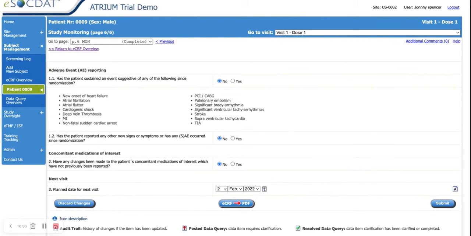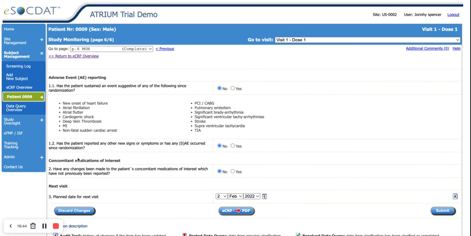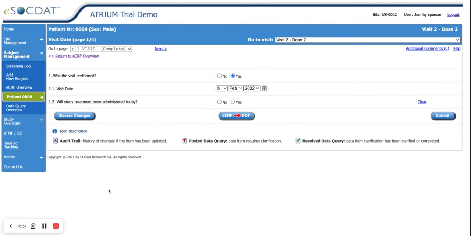Please note that Visit 2 must occur within 18 to 24 hours post-administration of Dose 1. Your site PI must sign off on Visit 1 for you to be able to access Visit 2. Visit 2 must occur 18 to 24 hours after Visit 1. In Visit 2, the study participant will receive Dose 2 of the study drug.